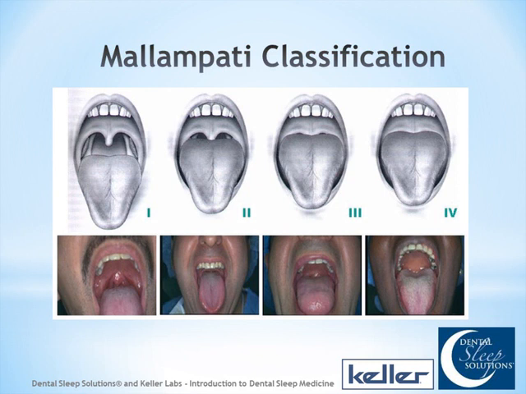How much of the back of their throat can you see? I can see all of it, it's class one. I can see none of it, it's class four. And then two and three can kind of be in between there. And that's just something that we want to document and look at.